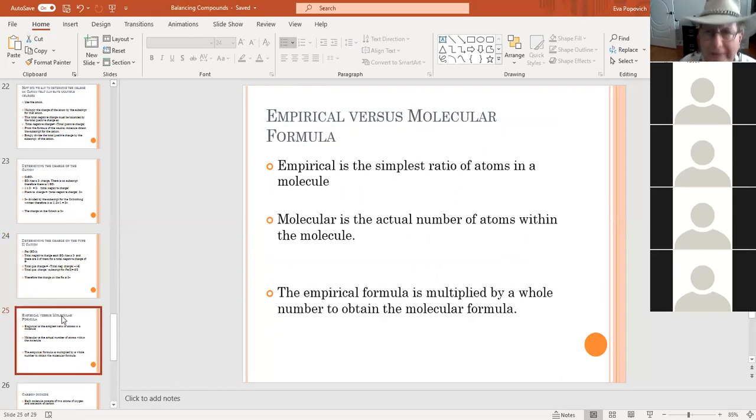Okay, I got to do a little bit of a sidelight here. Empirical versus molecular formula. An empirical formula is the smallest ratio of atoms in a molecule. A molecular formula is the actual number of atoms within the molecule. So basically, you multiply the empirical formula subscripts by one whole number, and you will get the molecular formula.